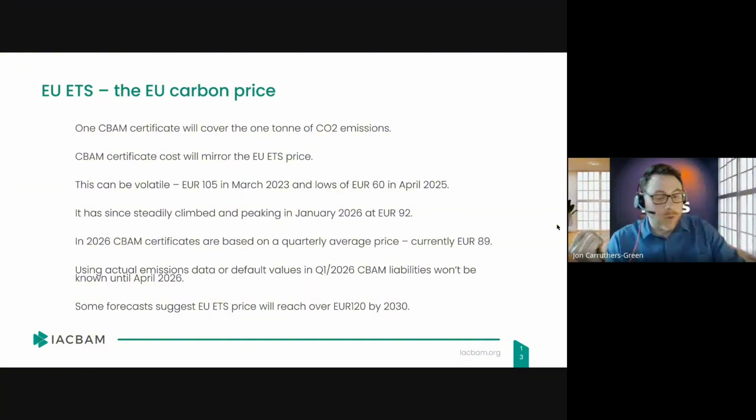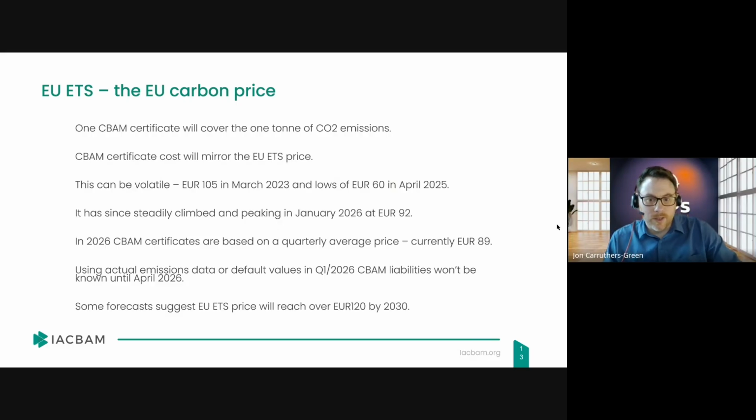In March 2023, we saw it peaking at over €100. Then, as we moved into the start of this year, it dropped quite significantly down to 60. What we have seen since then is it climbing very steadily throughout the end of 2025. And then right at the end of 25 and at the beginning of January, when we got a lot of these CBAM announcements, there was a big spike just after the European Commission announcements detailing just how many certificates may be needed. And since then, we've seen it fluctuate quite a lot throughout January.